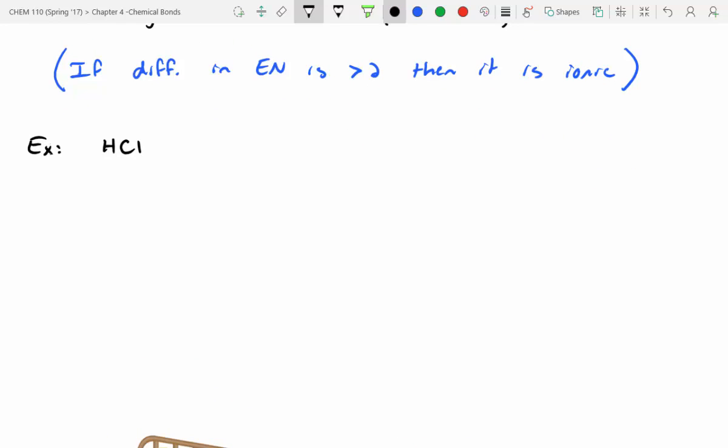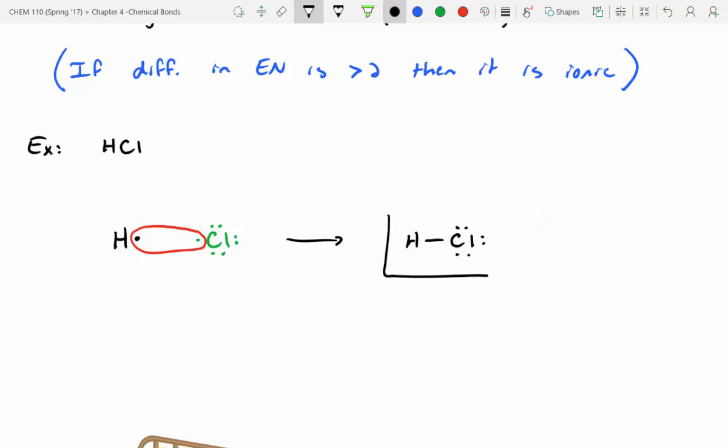So how many valence electrons should hydrogen have? 1. Okay, and then over here I'll do chlorine in green. How many valence electrons? 7. 1, 2, 3, 4, 5, 6, 7. Okay, so we want to pair these up. I'm going to redraw this over here. That means we've got hydrogen covalently bound to chlorine, and the chlorine's got these leftover lone pair electrons. Okay, so that's our Lewis structure.